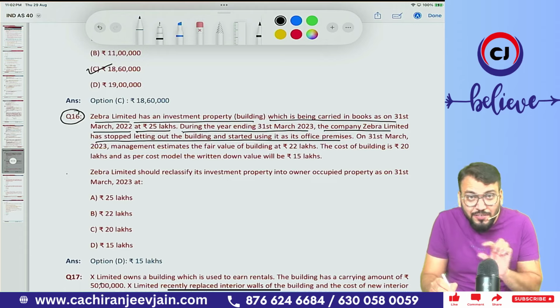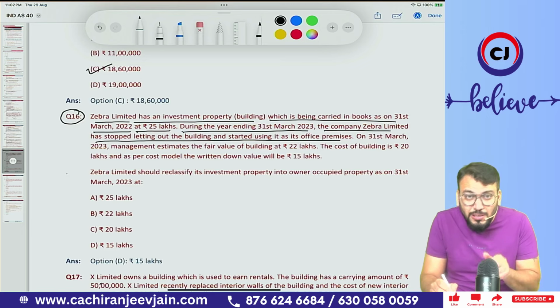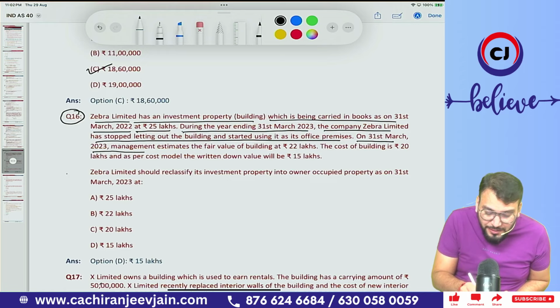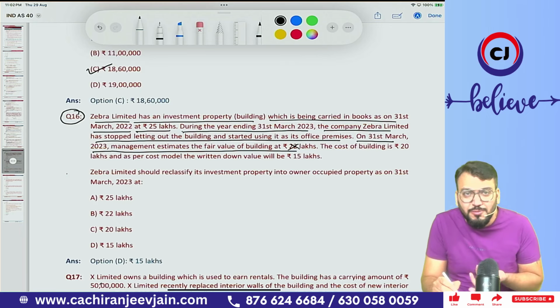This is very important. The reclassification point is very important from the exam point of view, as far as MCQs are concerned. On 31st March 2023, the management estimate of fair value of the building is 22 lakh. This information is not relevant, so you can delete it, because for investment property, fair value is relevant only for disclosure purposes.